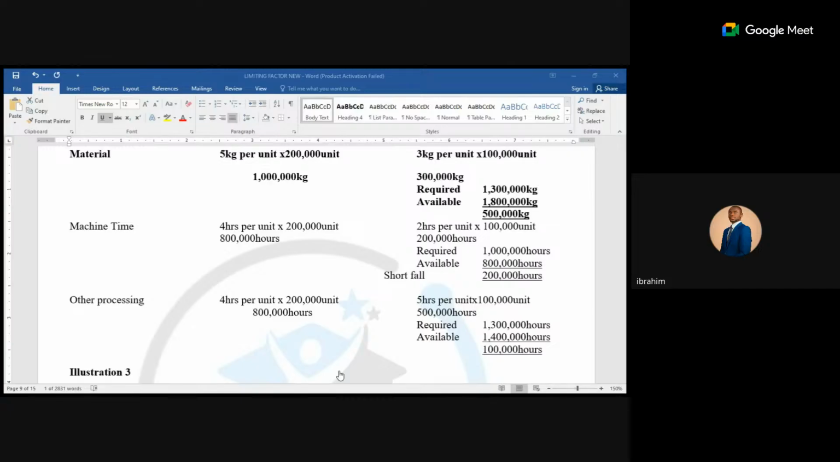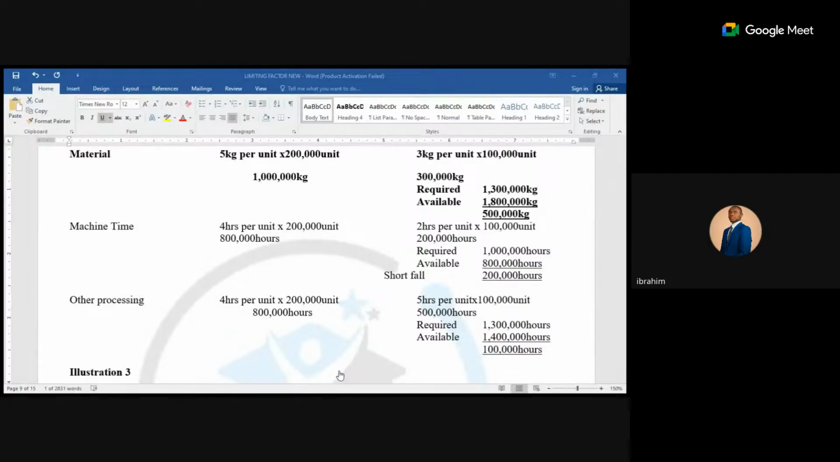Any excess hours. I think the question 3, illustration 3 is your assignment. Illustration 3 and illustration 4 are past questions, so you can check the suggested solution there, right? But anyway, if you feel you don't understand, you can just drop it on the platform, then I will look at it.